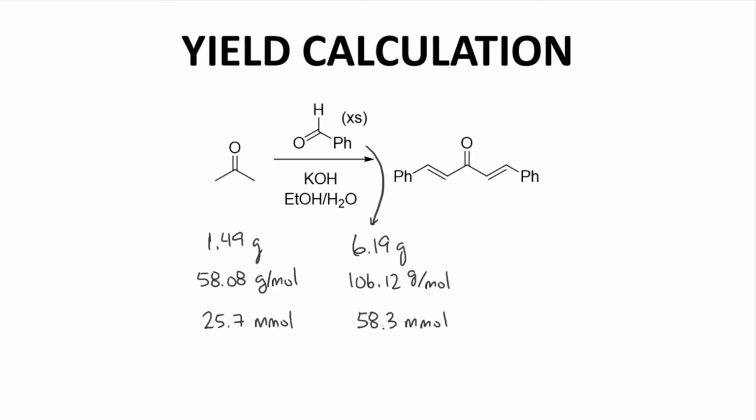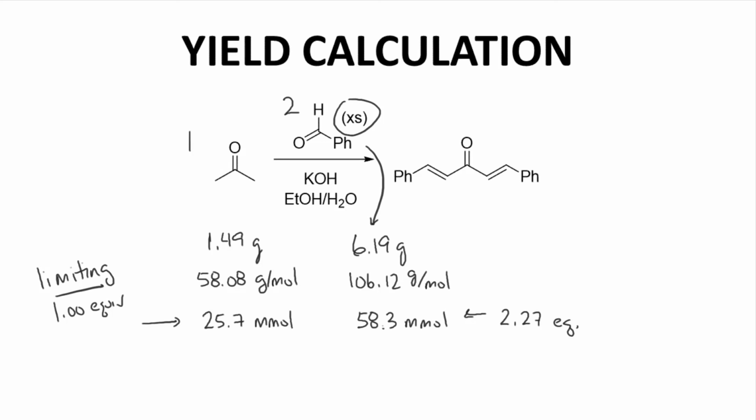Remember that the stoichiometry of the reaction calls for 2 equivalents of benzaldehyde relative to acetone. If we think of acetone as being 1 equivalent, then we actually used 2.27 equivalents of benzaldehyde. We used more benzaldehyde than the reaction required, so benzaldehyde is present in excess. A slight excess, but still in excess. Acetone is therefore our limiting reagent, and our theoretical yield is 25.7 millimoles. Note that I'm skipping KOH in these calculations since it is a catalyst and does not come into our yield calculation. Let's now focus on the product.